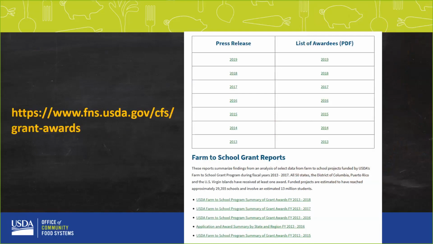Another useful resource for applicants is the list of awarded grants from past grant years. This can help applicants understand what types of grant projects have been awarded in the past. Additionally, USDA generates periodic reports with state-level information on grant applications and awards.